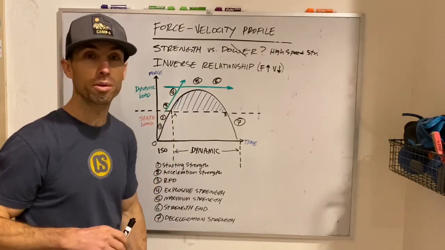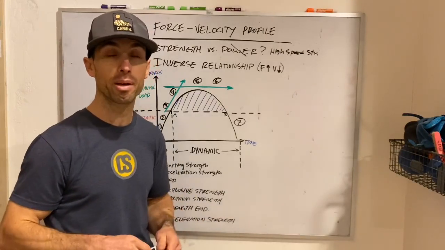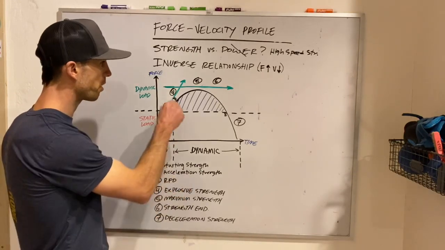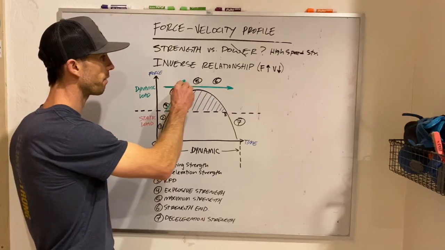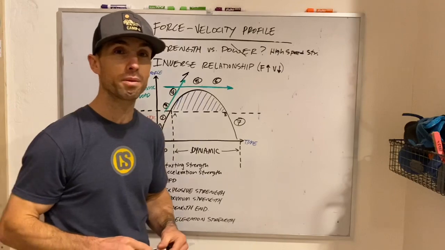I'll show some examples at the end of this video with some graphs that we've done on athletes, so we can get a better differentiation perspective. Number 4, explosive strength. Notice here how this goes off the graph. It goes up into space. So that's when we talk about doing explosive types of training.